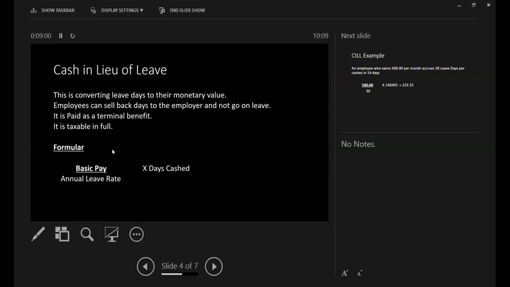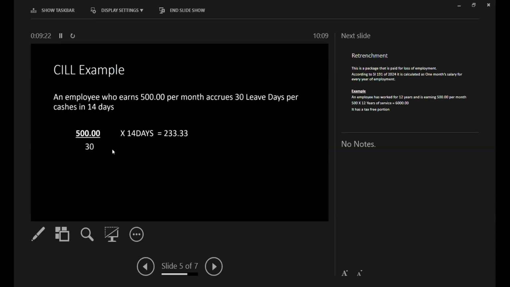Now, when you're calculating the value of leave, you need to calculate the daily value of that leave. A lot of people confuse this with the daily rate for basic pay. When you are calculating the daily value of leave, you have to use the leave rate. Let's look at an example that I've done for you.